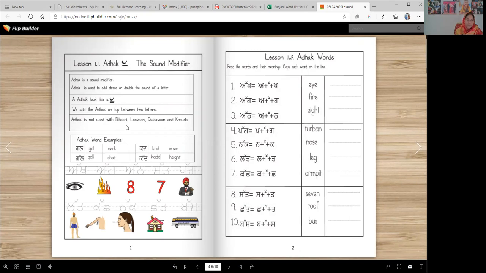Adak is not used with several matras, okay? For now, we are going to use adak with mukta words. No other matra in them, okay? These are some word examples.